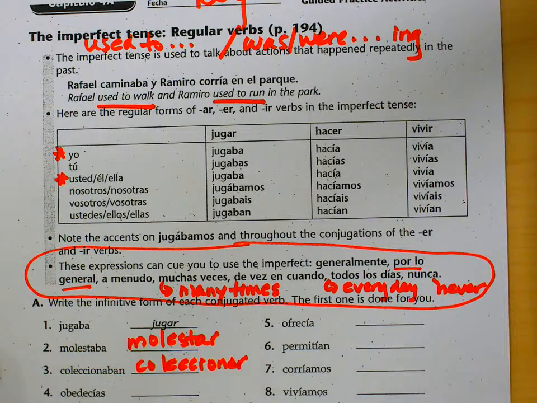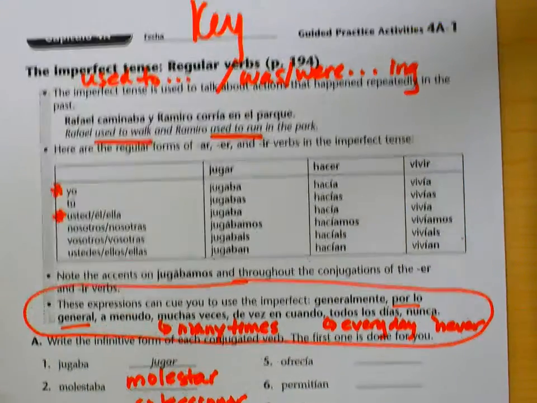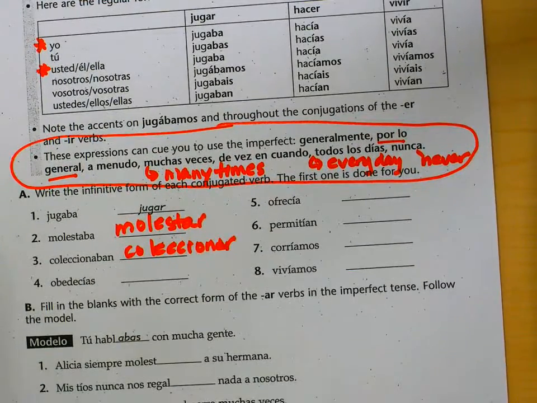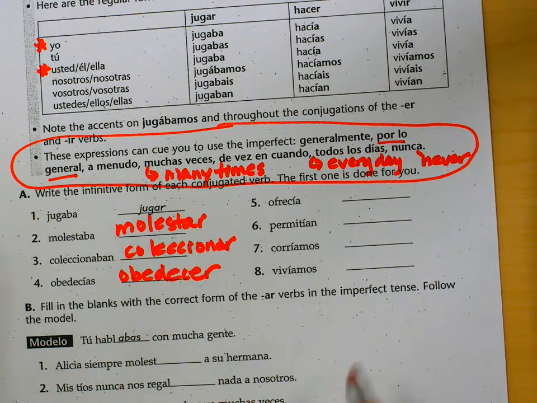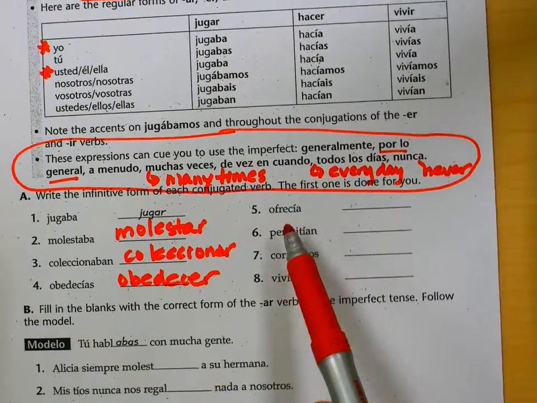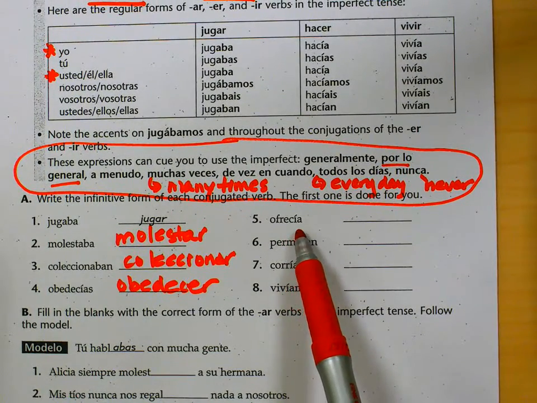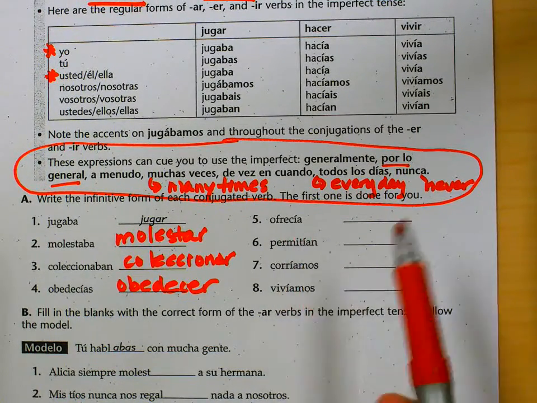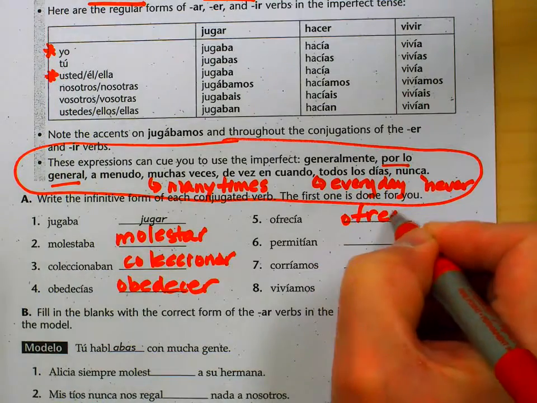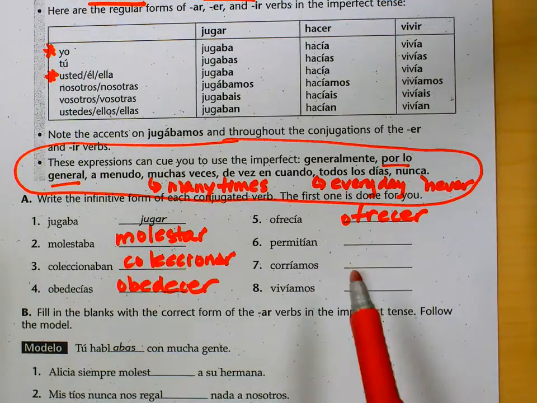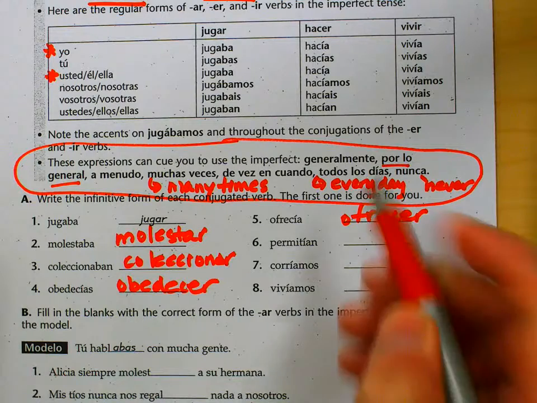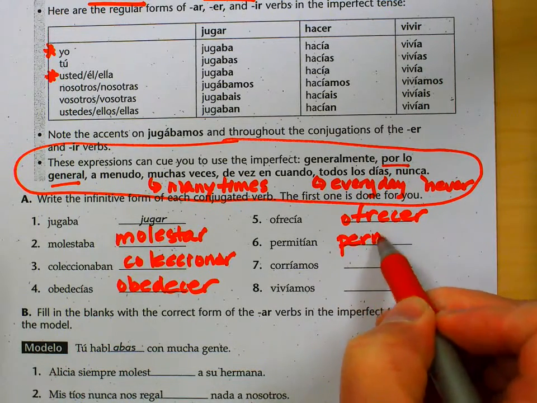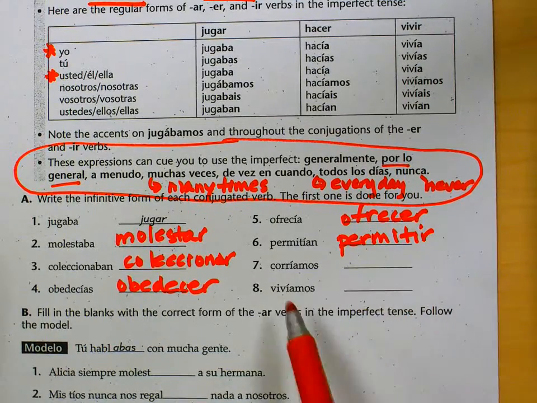Obedecías ends in ías, so it must have been an ER or IR verb. And if you go back to your vocab list, the verb to obey is obedecer. It's an ER verb. Ofrecía ends in ía there, so it's either an ER or IR verb. If you go to your vocab list, the verb to offer is ofrecer. It's an ER verb. Next one ends in ían, so it must have been an ER or IR verb. And if you go to your vocab list, the verb to allow or to permit something is permitir.